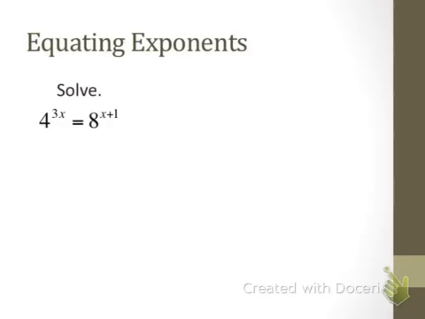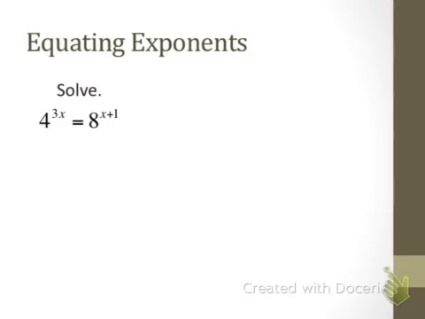So the method that we're talking about today is called equating exponents. If you have an equation that looks like this, where we have 4 to the 3x power equals 8 to the x plus 1 power, when you have an equation that has variables in the exponents, our goal is to try to solve for those variables, but since they are up in the exponents, it makes them difficult to get at. So that's always our goal: how do we get at those variables?